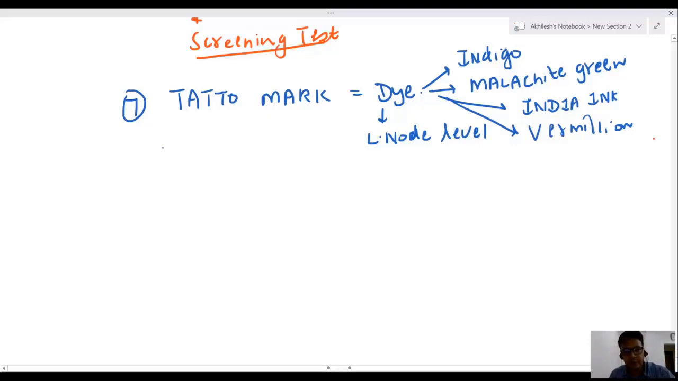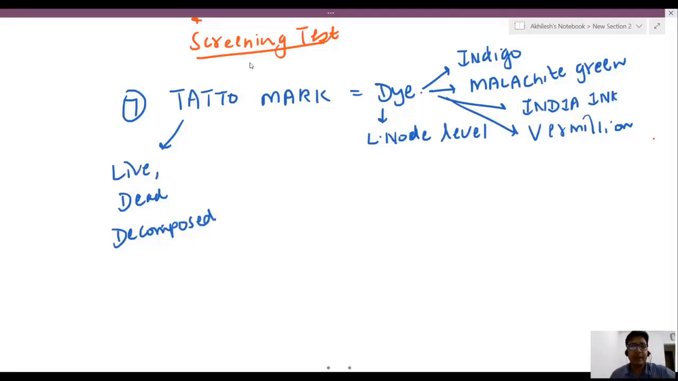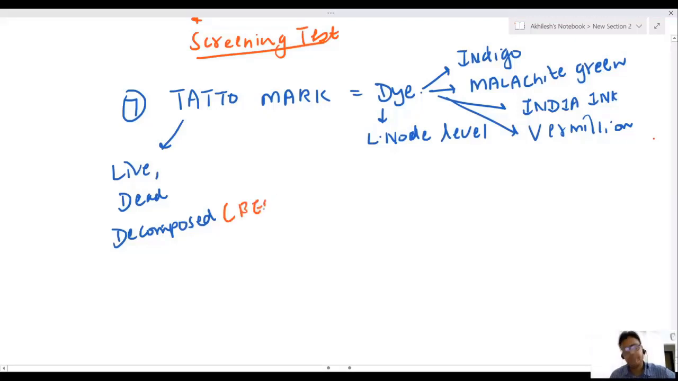Tattoo marks are useful for identification of a live person, a dead person, as well as a decomposed person. If all three options are given, the best answer will be decomposed.